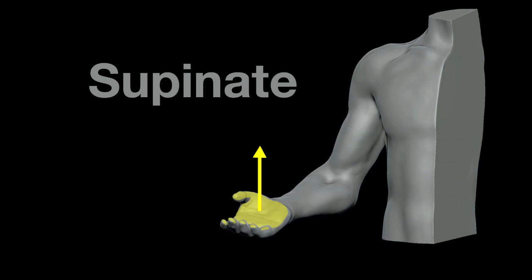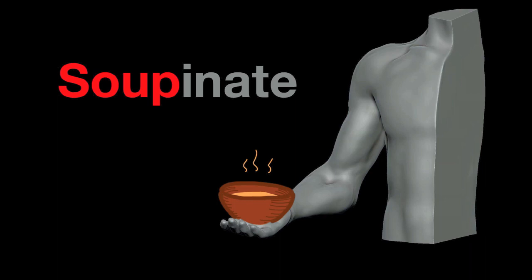When your palm is facing up, it has been supinated. The action of rotating it around is called supination. When you cup your hand and the palm is face up, it's like a little bowl of soup. So I just remember supination, bowl of soup. But when you spell it, remember to leave out the O.